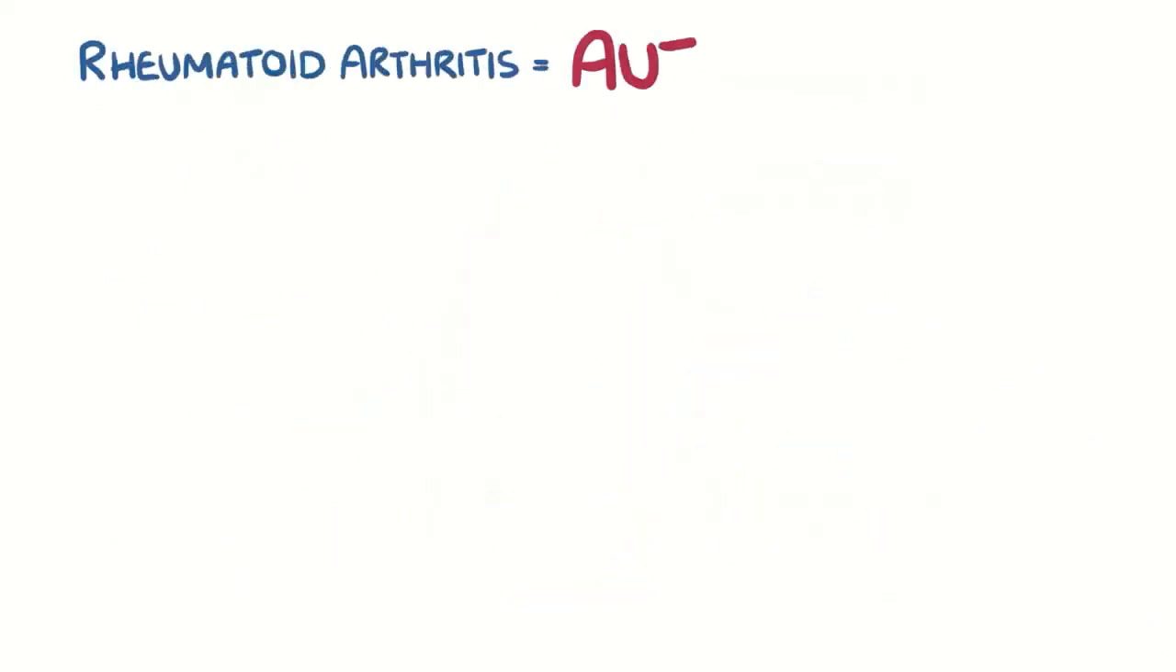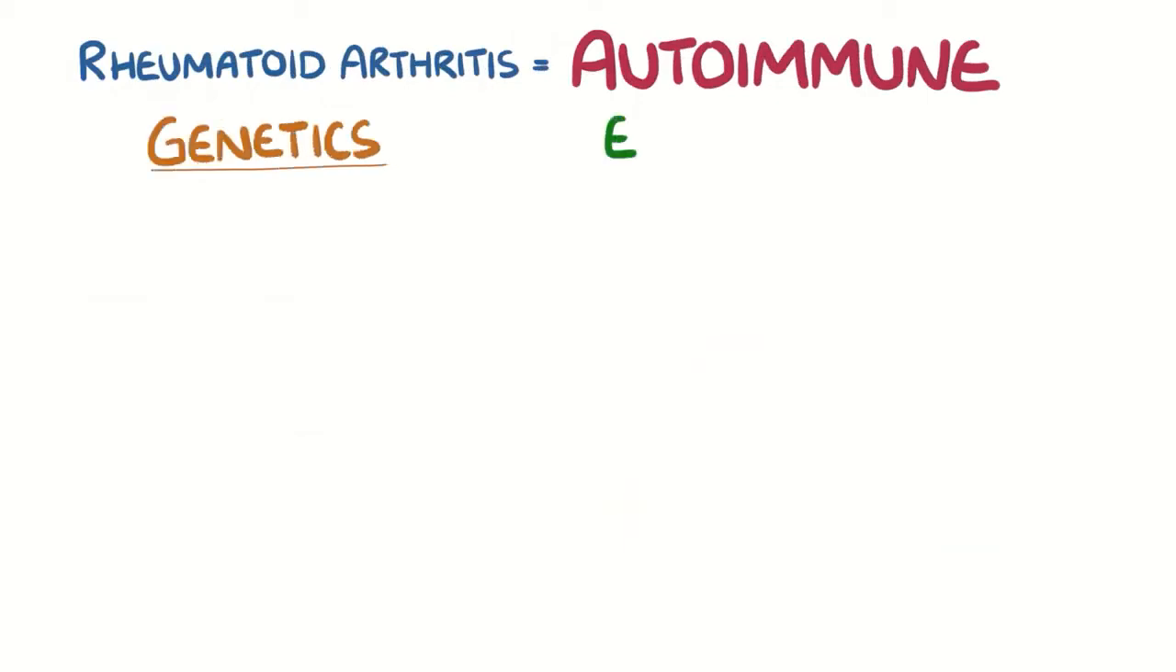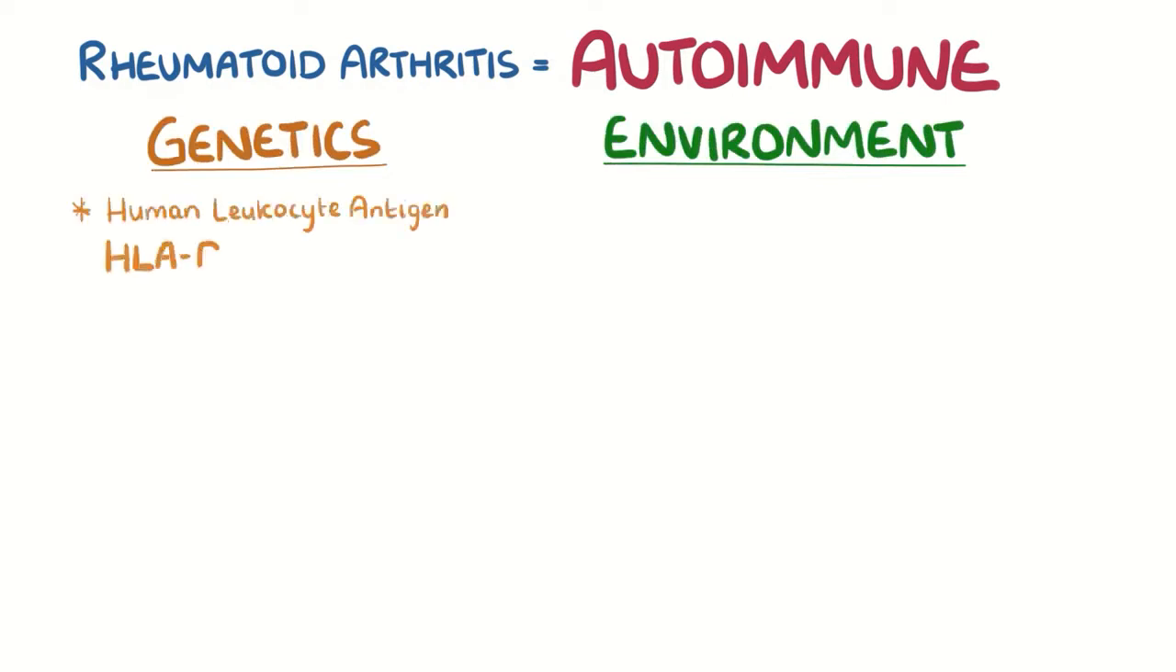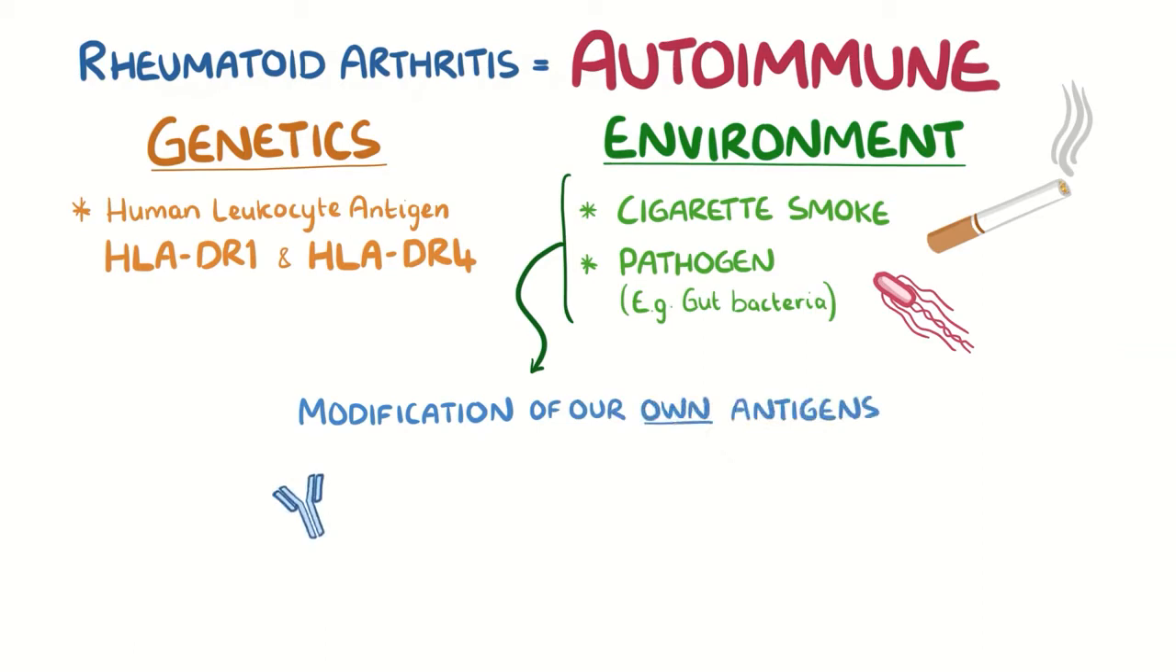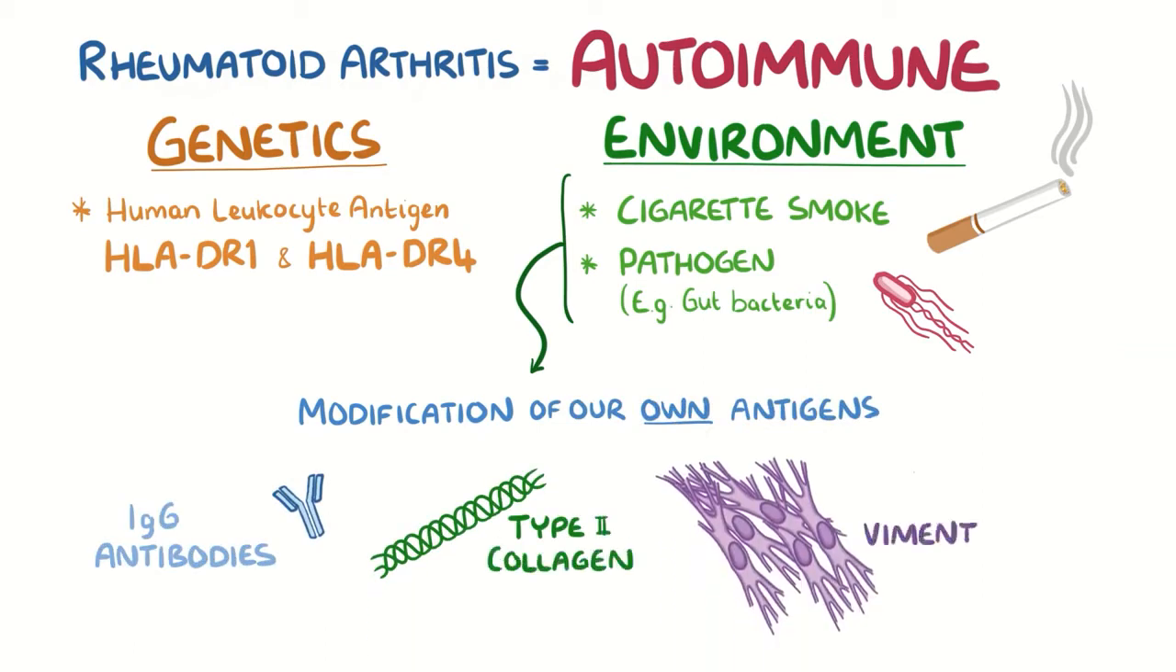Rheumatoid arthritis is an autoimmune process that's typically triggered by an interaction between a genetic factor and the environment. For example, a person with a certain gene for an immune protein like human leukocyte antigen, or HLA-DR1 and HLA-DR4, might develop rheumatoid arthritis after getting exposed to something in the environment, like cigarette smoke, or a specific pathogen, like a bacteria that lives in the intestines. These environmental factors can cause modification of our own antigens, such as IgG antibodies or other proteins like type 2 collagen or vimentin.